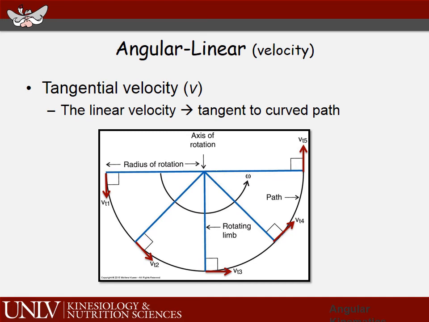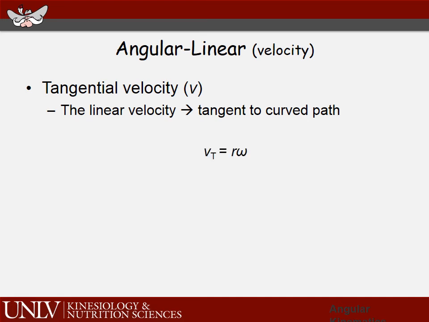We can calculate that by using Vt equals r, which again is the radius, times the angular velocity at that contact. Okay. Now again, this only works with radians. So your angular velocity has to be in radians per second or radians per minute or whatever unit of time you're dealing with. But the angular velocity needs to be in radians for this to work.